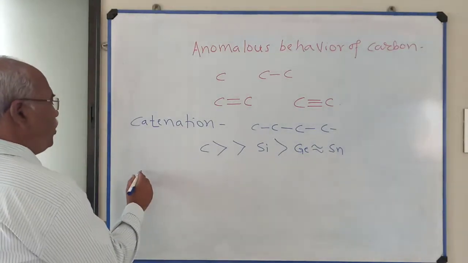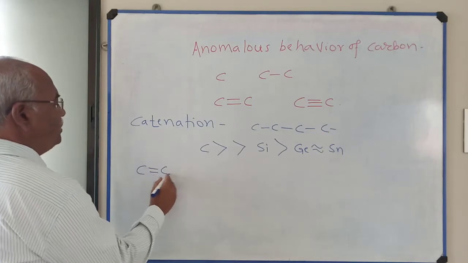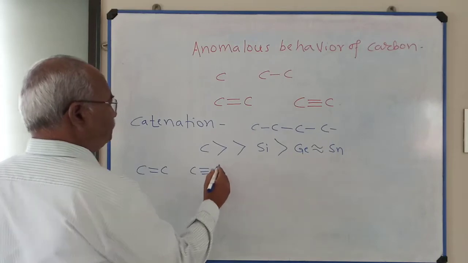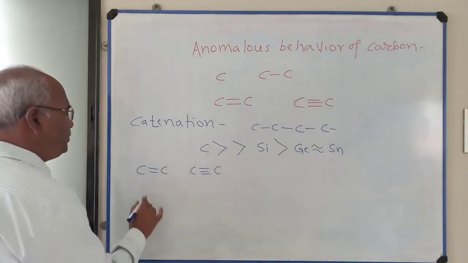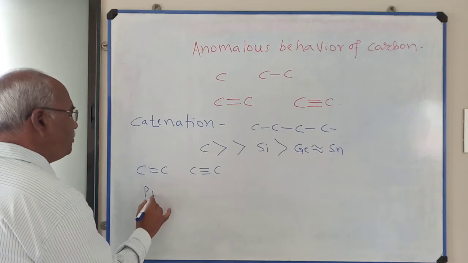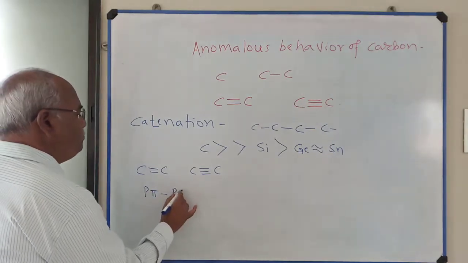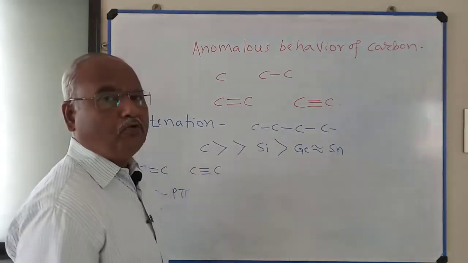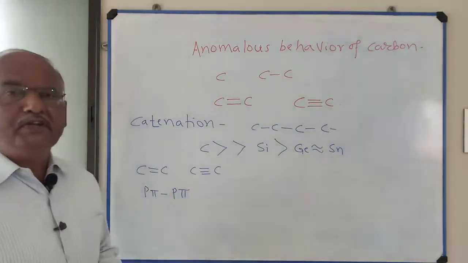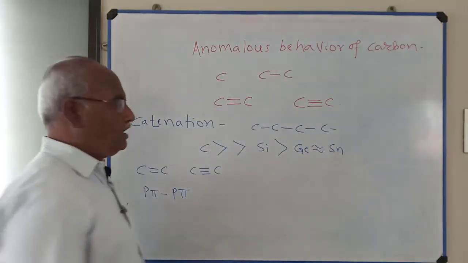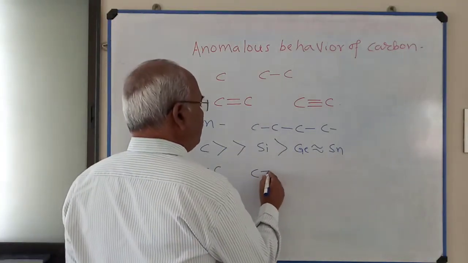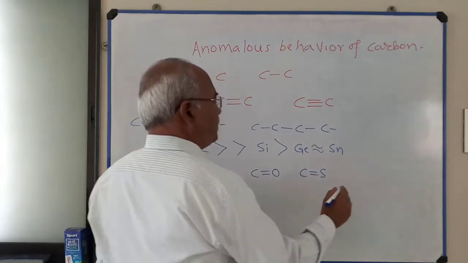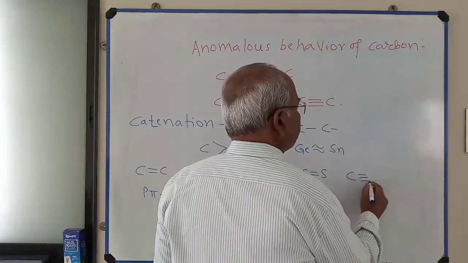This carbon forms multiple bonds: double bond, carbon-carbon triple bond. These multiple bonds are formed by pp type of overlapping of orbitals. Carbon also forms multiple bonds with oxygen, with sulfur and with nitrogen.